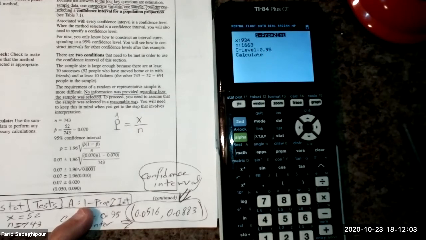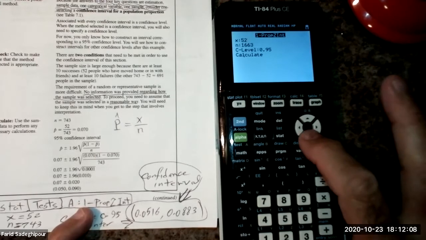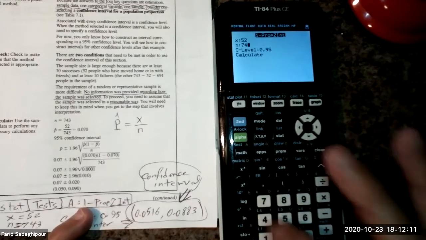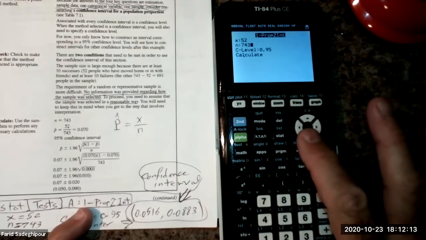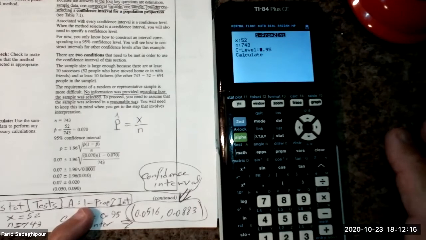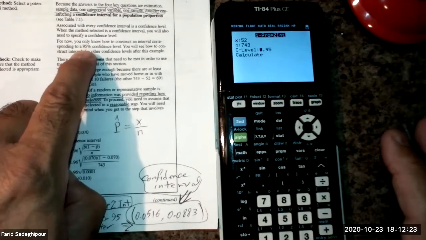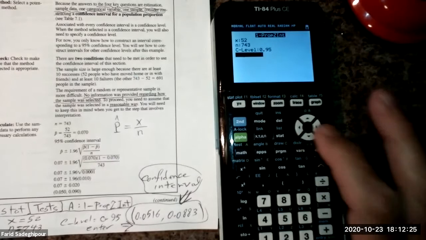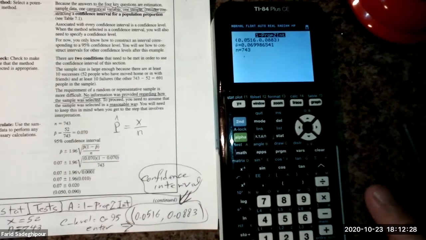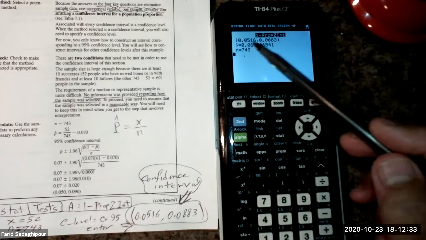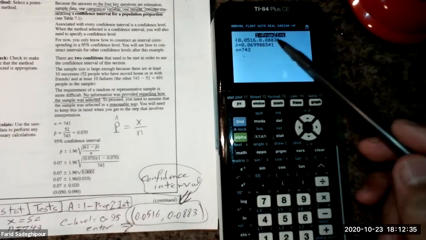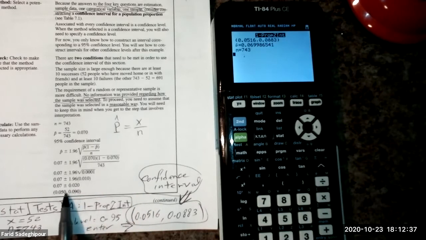It's asking for the X value. The X value in our case is 52. N is 743. The confidence level in our problem is 95%. You put 95% confidence level here, and then calculate. See, these are your interval, which is close to this one.